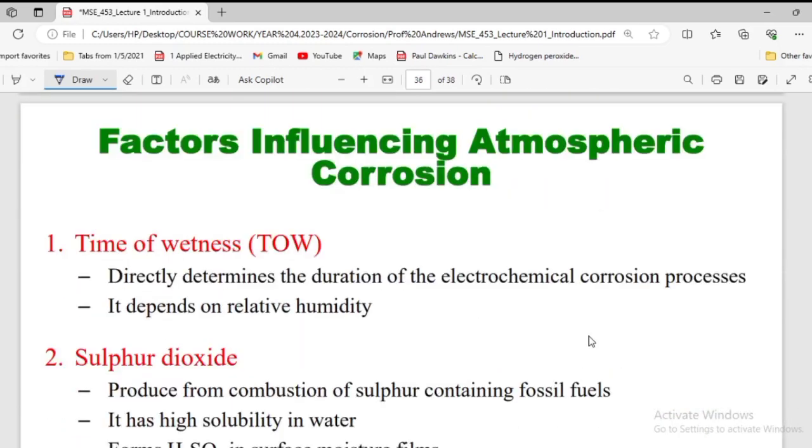Let's look at time of wetness, a factor influencing atmospheric corrosion. Time of wetness directly determines the duration of electrochemical corrosion processes. It depends on humidity. When there is an increase in the percentage of humidity, there's an increase in time of wetness, whereby it increases the corrosion rate. You understand? Yes. Let me show you the effect of humidity on the corrosion rate.